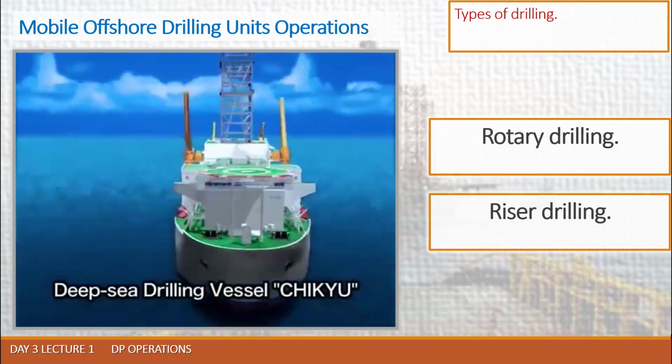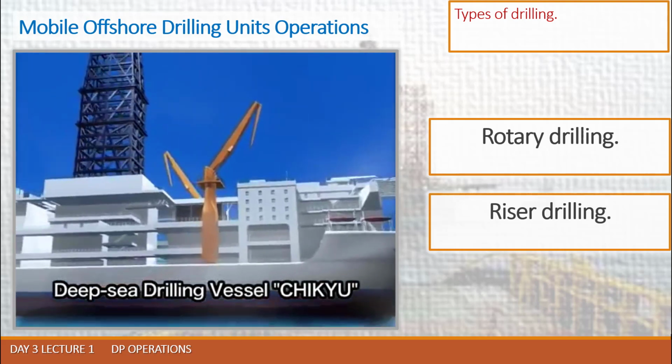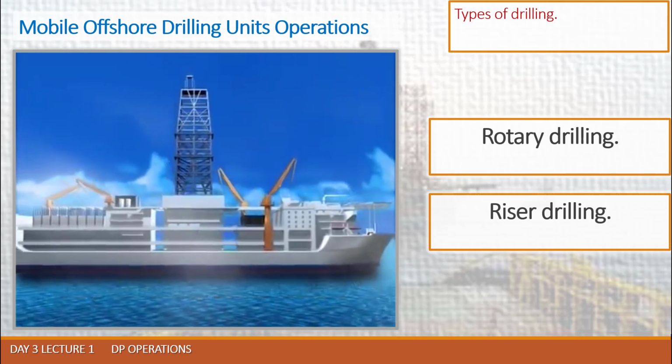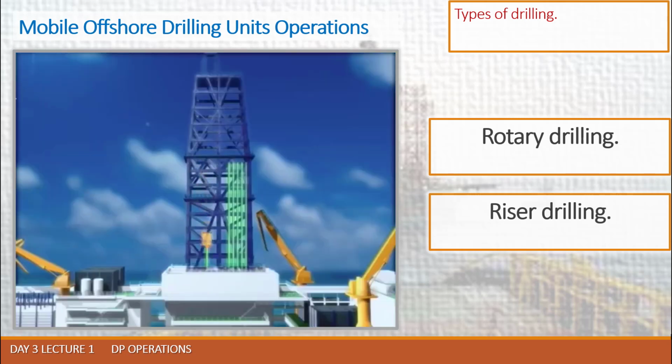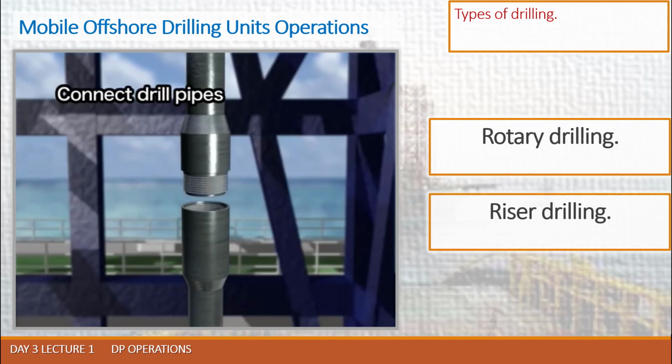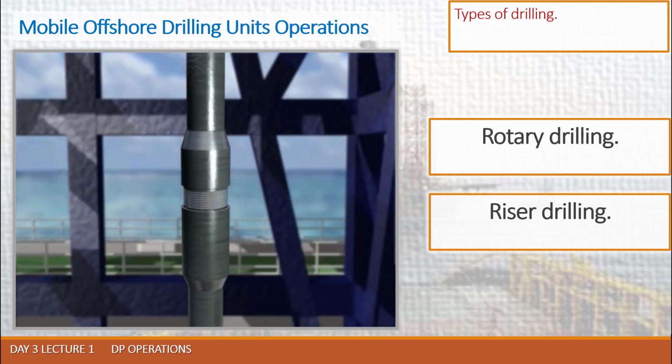Rotary drilling is used for ocean drilling. Let's look at the features of this method. First, the drill pipes are connected one after another as they run down to the seafloor. The work of connecting the drill pipes and drilling the hole are powered by a motor on the derrick.